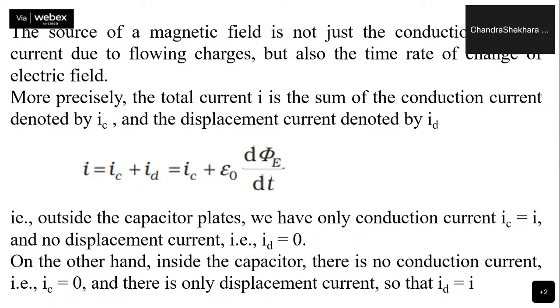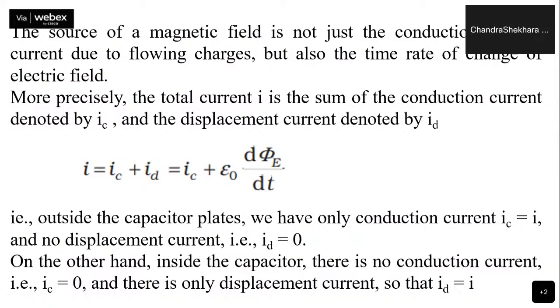More precisely, the total current I is the sum of the conduction current denoted by IC and the displacement current denoted by ID. Therefore, effectively, if you think of a capacitor in which current is flowing, you have two components: conduction current IC and displacement current ID. I am talking not only about inside the capacitor, but also the surrounding region of the capacitor where we want to measure the magnetic field. Outside the capacitor plates, we have only conduction current IC and no displacement current. ID is 0.